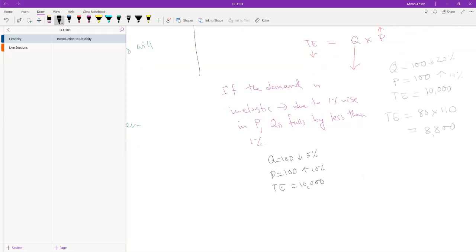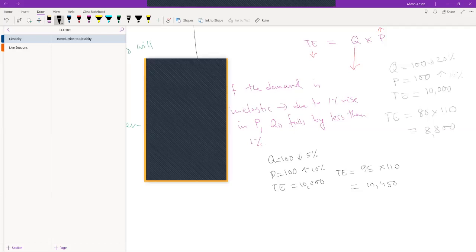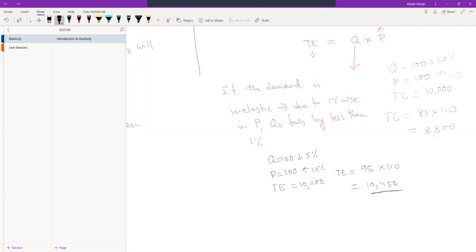As a result, the new total expenditure is going to be Q times price. So that is 95 times 110, which is equal to how much? Let me just use the calculator quickly and figure it out. So we have 95 times 110. So yeah, 10,450. So you see that your total expenditure has gone up.